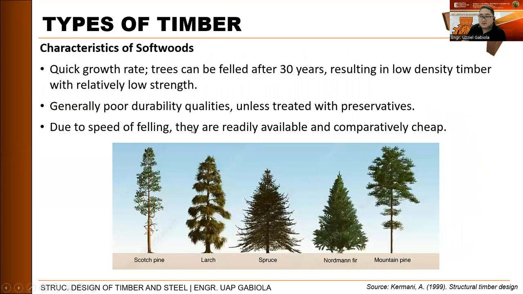So, yung softwood daw, meron siyang quick growth rate. It can be felled after 30 years. So, 3 decades lang, pwede mo na siyang i-harvest. Resulting in low density timber with a relatively low strength. Since medyo mas bata yung maturity o yung edad ng wood natin, mas lesser syempre yung strength niya. Pero yung strength niya, although low, is capable of withstanding, pwede itong gamitin sa mga furnitures, hindi yung mga extreme applications. Okay? So, for light applications only.